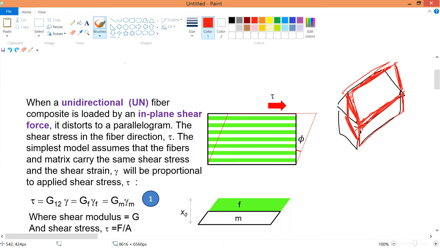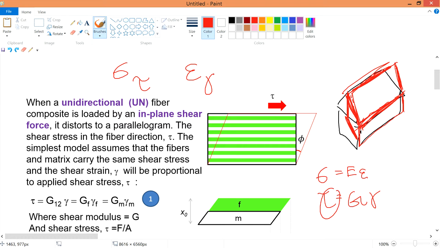Instead of the normal stress and normal strain that we often write, we now call the shear stress tau and the shear strain gamma. For Hooke's law, stress equals Young's modulus times strain. For the shearing, tau equals the shear modulus times the shear strain. This is the shear stress, this is the shear strain, the same thing all over here.